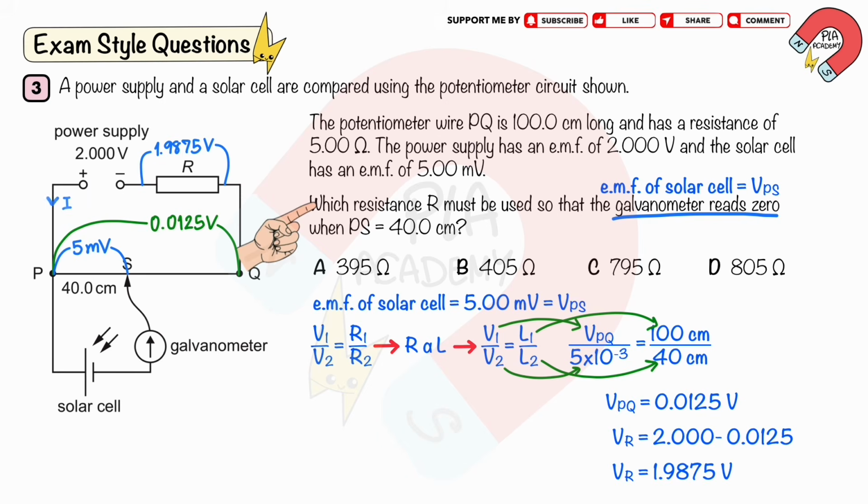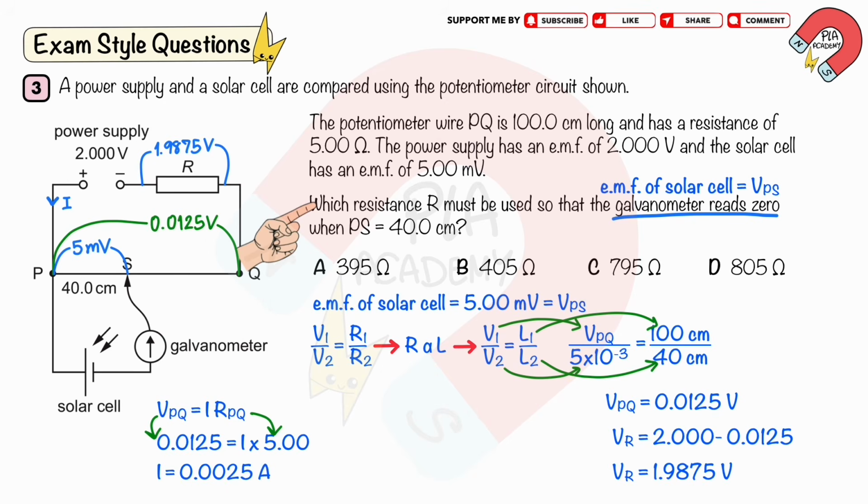We let the current I flow from the power supply with EMF 2 volts, and then pass through wire PQ and the resistor R. We can calculate the current I using VPQ equals I RPQ. Substituting VPQ equals PD across PQ equals 0.0125 volts, and RPQ equals resistance of wire PQ equals 5 ohms. We solve, the current I equals 0.0025 amperes.